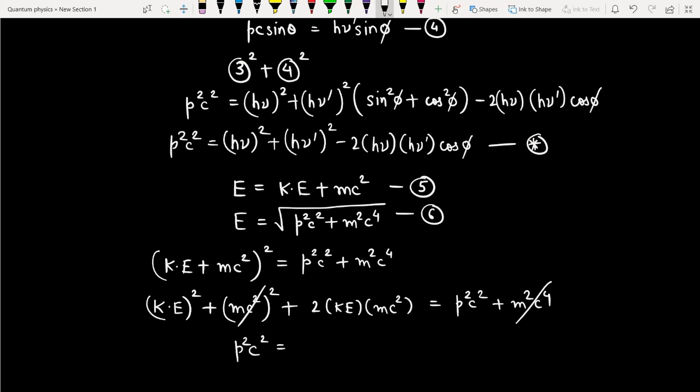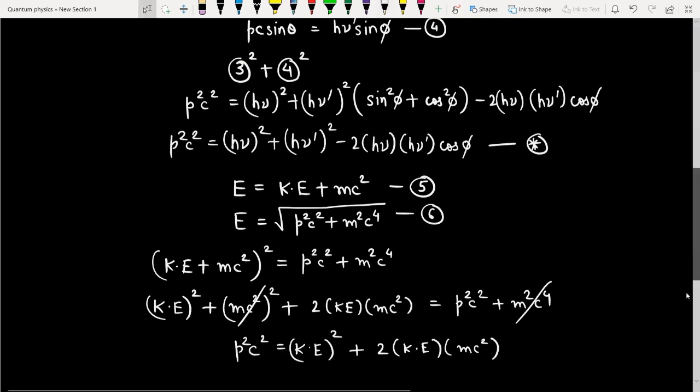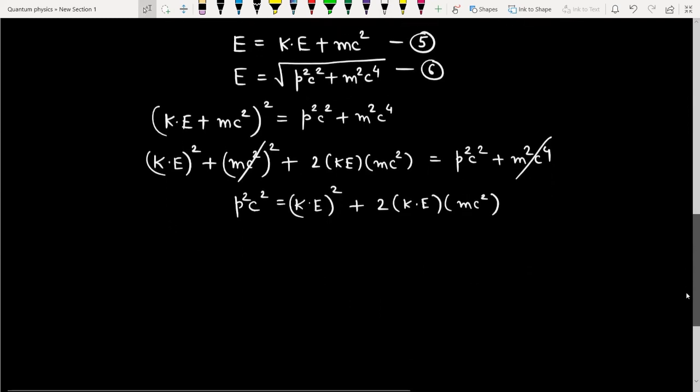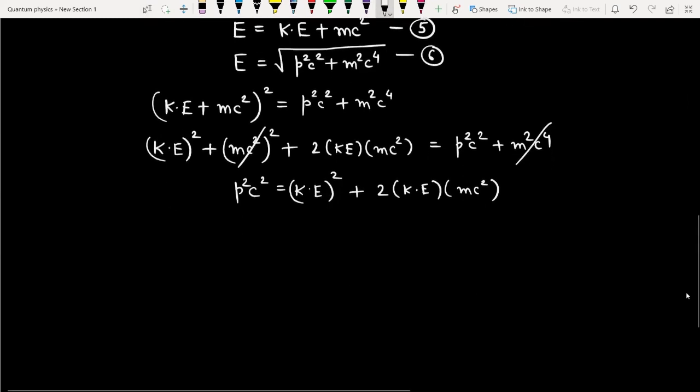Yeah, we get p square c square equal to kinetic energy square plus 2 times kinetic energy. I was just checking the expression. And remember, when I am talking about this kinetic energy, it is the kinetic energy of the scattered electron. Now we think about what could be the possible value of this kinetic energy of the scattered electron.